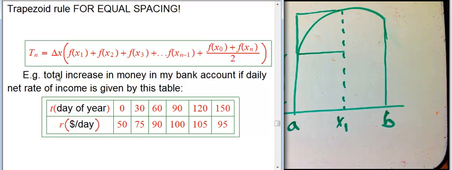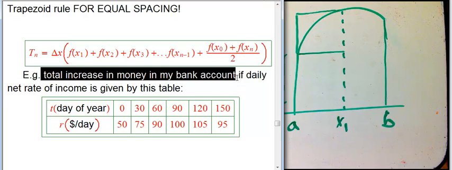I want the total increase in money in my bank account if the daily net rate of income is given by this table. So I sample every 30 days and I see how much money is coming in each day. I'm hoping that those are fairly representative. It's not wildly different on different days. And I'd like to get the total amount in my bank account.